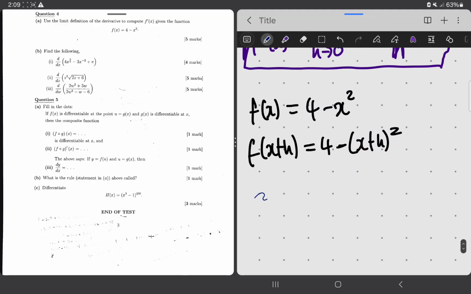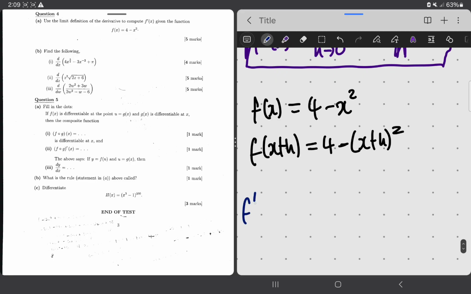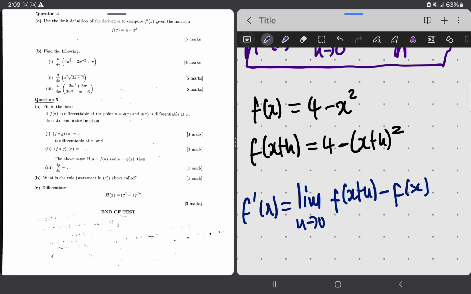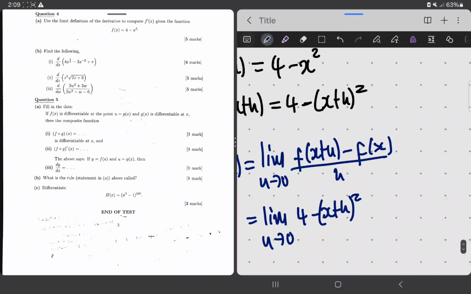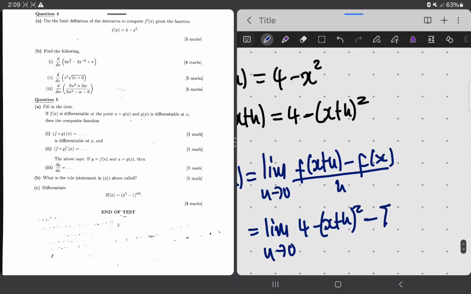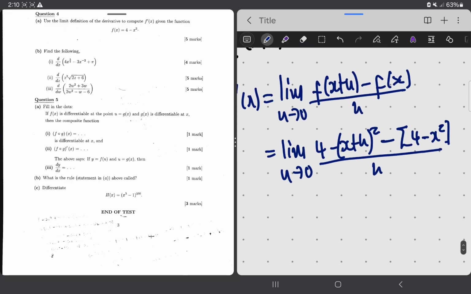So now we can write our f prime of x is going to be the limit as h goes to 0 of f of x plus h minus f of x all over h. If it was g, it would be g of x plus h minus g of x all over h. Don't forget the limit. F of x plus h is 4 minus x plus h all squared, then minus f of x. What is f of x? We put the whole thing, 4 minus x squared, and it's all over h, and we're getting the limit as h goes to 0.